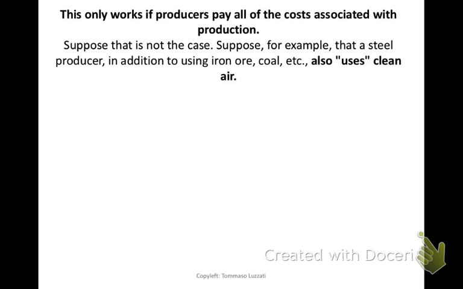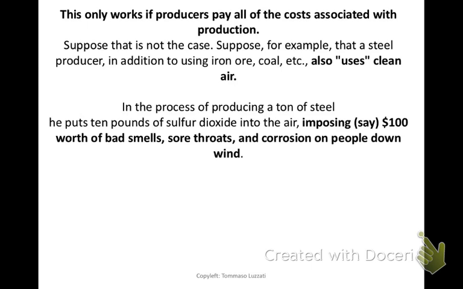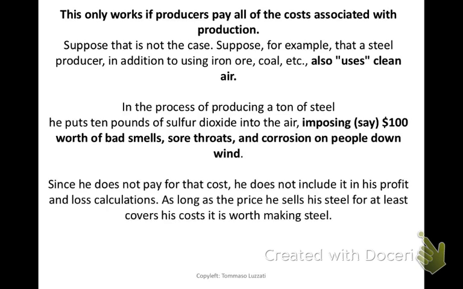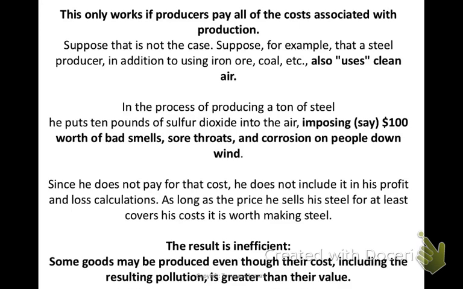Actually, it is not true, because there are some goods which are used for free, for instance, clean air. But the firms don't pay for clean air. Suppose they do a damage of $10 worth of bad smells, sore throats, corrosion on people downwind, and so on. But they don't pay for this damage. Since they don't pay for these costs, they will not include them in the calculation, and then they will produce too much steel. So this is a standard idea. The result is inefficient. Some goods may be produced even though their cost, including the resulting pollution, is greater than their value.